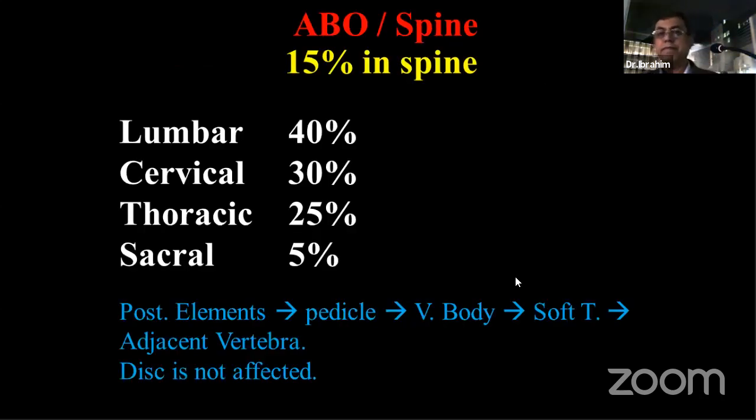So in the spine, it can occur in 15% of cases. It affects mainly lumbar and cervical, actually equally distributed. Sacrum is the last to be affected. But remember, it could affect the bone or soft tissue. Characteristically, it does not affect the disc space.